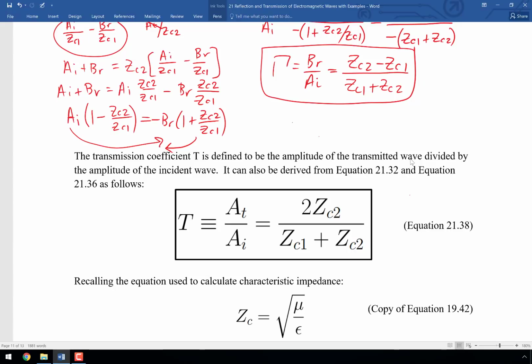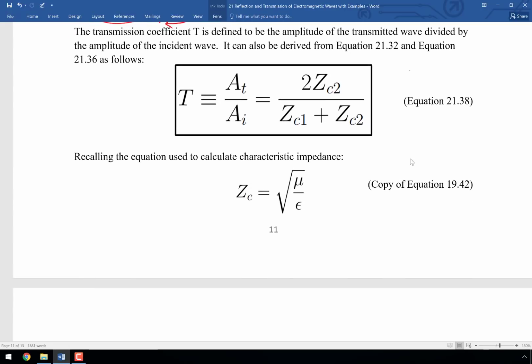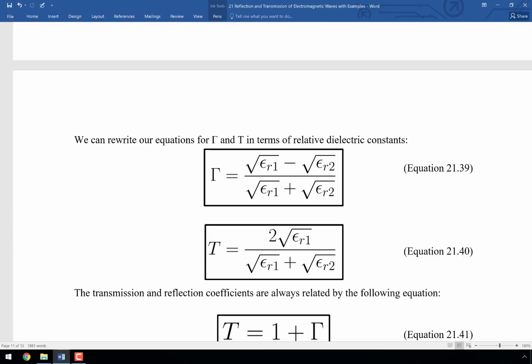Now the transmission coefficient can also be found, and the transmission coefficient is 2 z sub c2 over z sub c1 plus z sub c2. Not going to derive that one, but I think that you'll probably take my word for it. Remember that we have an equation that relates z sub c to the mu's and the epsilons of the materials. And so if we applied that equation, and let's make the assumption here that mu sub r1 is equal to mu sub r2, because typically we're talking about dielectric materials here, and no dielectric materials also happen to be ferromagnetic materials. So if we assume that they're both equal to 1, then we can omit those, and then what we're left with is equations for gamma and t, the reflection coefficient and the transmission coefficient, strictly in terms of epsilon r's.